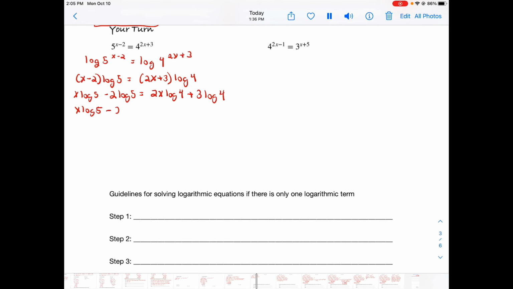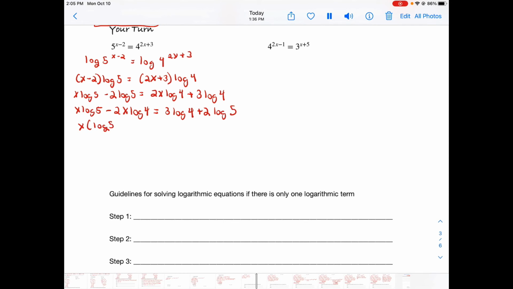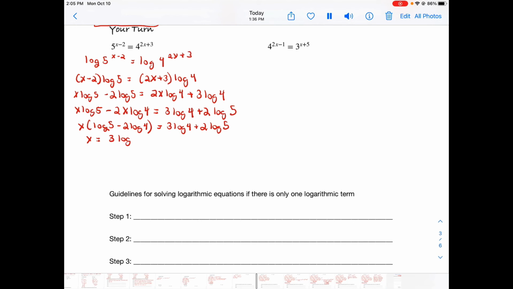So I'm going to subtract 2x log 4 from each side. And then move all terms that don't have x onto the other side. So I'm going to add 2 log 5. Now I can factor out my GCF of x on the left-hand side, and divide each side by log 5 minus 2 log 4 to get x is equal to 3 log 4 minus 2 log 5 divided by log 5 minus 2 log 4.